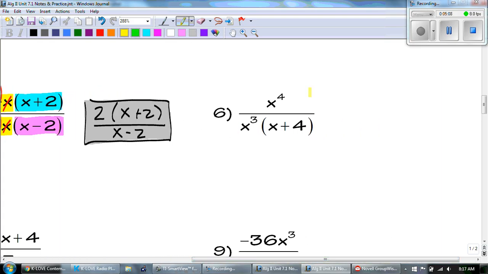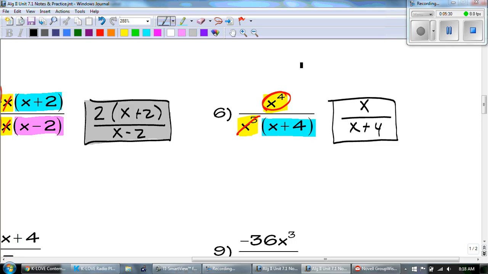Okay, so number 6, we have our monomials and then a polynomial. Looking at the x's, who wins, the top or the bottom? Yeah, the top, and the top wins by 1, and then on the bottom, we have x plus 4. Now, since it's a monomial on the top and a polynomial on the bottom, I cannot cancel them out.